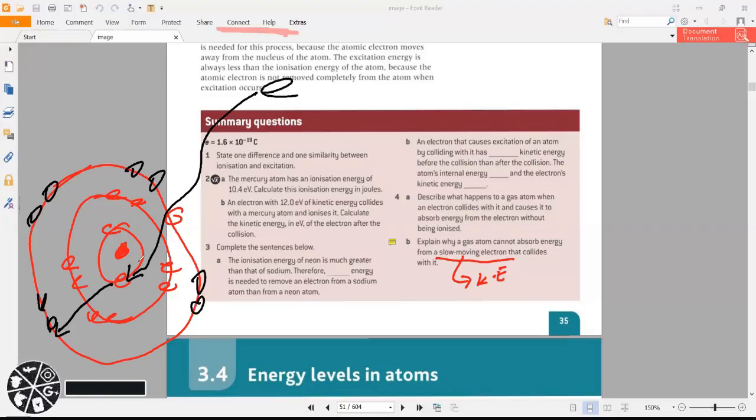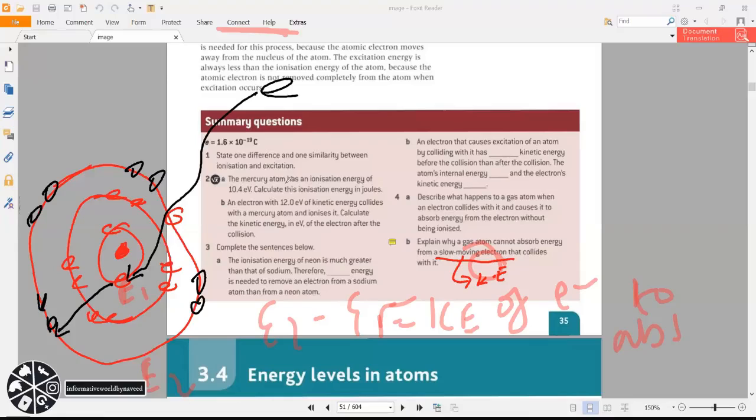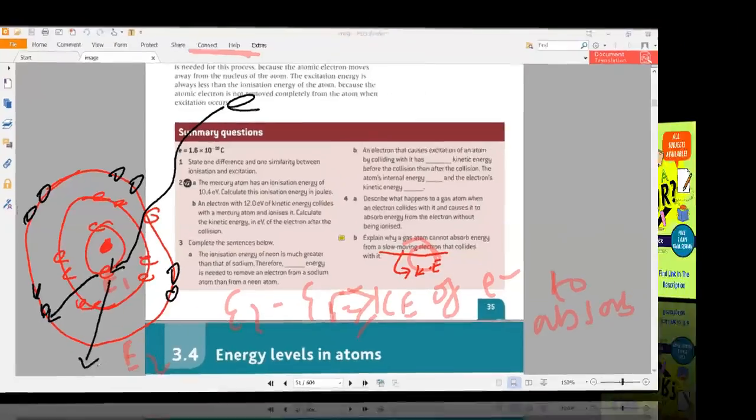So the electron must have kinetic energy such that, if this is E2 and this is E1, E2 minus E1 equals the kinetic energy of the electron. It is not necessary that it will be equal to the kinetic energy of that electron; it is greater than or equal to. Yeah, and it should be greater because the electron also wants to leave this atom.